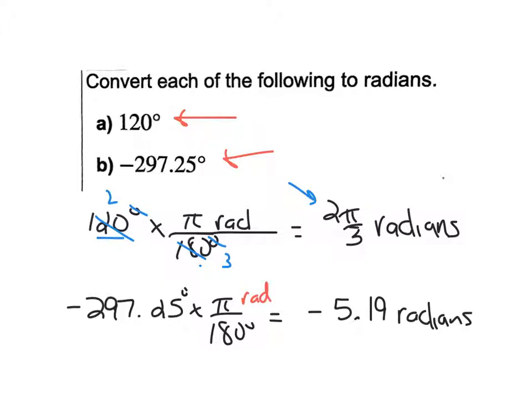But what happens again is my degrees cancel, and this time 297.25 and 180 do not cancel. So I just did the multiplication on my calculator. By the way, your pi button is right on top of your exponent button on your calculator. I punched in negative 297.25 times pi, divided that answer by 180, and got negative 5.19 radians. So you might want to practice that on your calculator real fast. Stop the video and check it out.